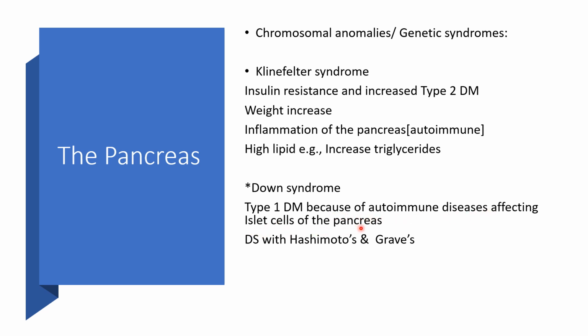In Down syndrome, they may come down with type 1 diabetes mellitus because of autoimmune diseases affecting the islet cells of the pancreas. Remember, Down syndrome people may come down with Hashimoto's and Graves' disease. These are both autoimmune conditions. And in medicine, we believe that once you're able to pick one autoimmune disease, you should look for other autoimmune diseases. So if you are able to pick Hashimoto's or Graves' in Down syndrome, then there may be autoimmune destruction of the pancreas also.